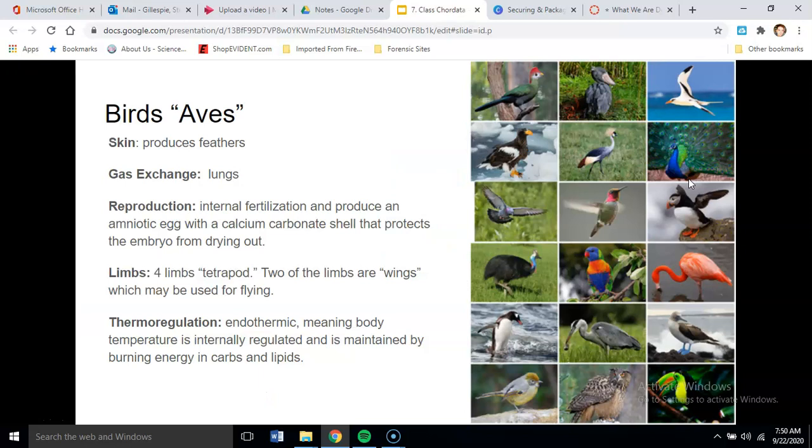So a little bit about birds, also called aves. Their skin produces feathers. They do gas exchange through their lungs. They reproduce internally with their fertilization. And then they produce an amniotic egg with a calcium carbonate shell that protects the embryo from drying out. They have 4 limbs. 2 of the limbs are wings, which may be used for flying. The other 2 are legs. And like mammals, they're endothermic, meaning that their body temperature is internally regulated, and it's maintained by burning energy in the forms of carbs and lipids.